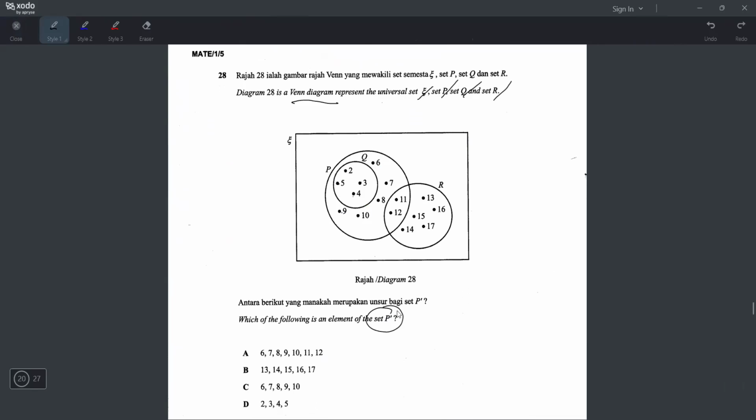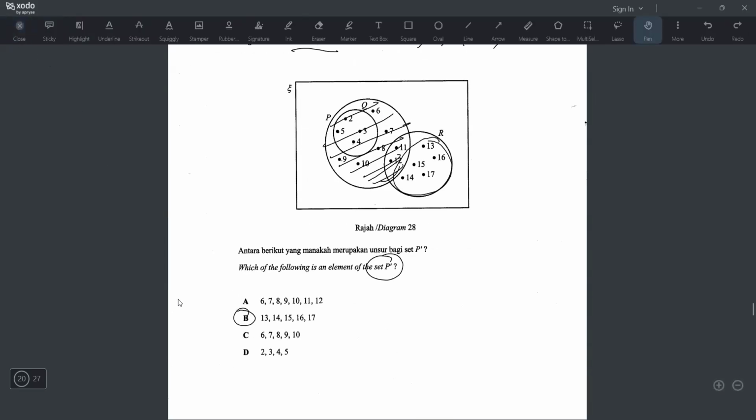P complement means not P. It means P complement is you take everything except P. So which one is P? P is this circle, right? But you take not P. It means you have to take everything except P. Except this. So the answer is 13, 14, 15, 16, 17. The answer is B. Okay, this question is quite easy.